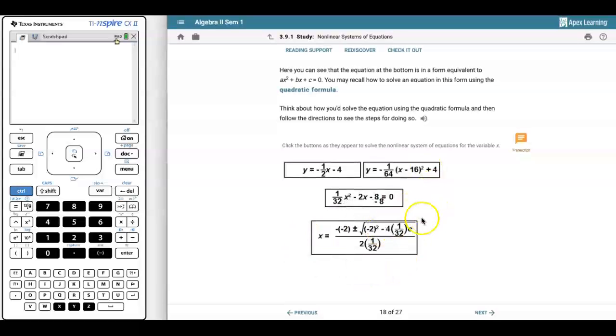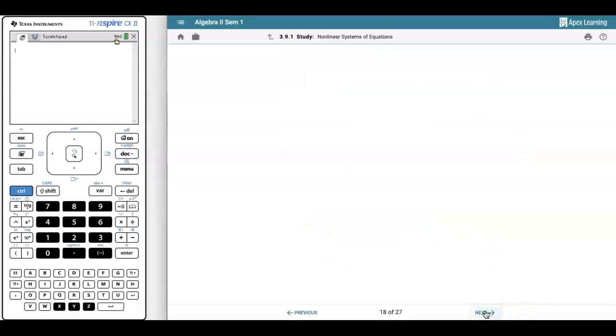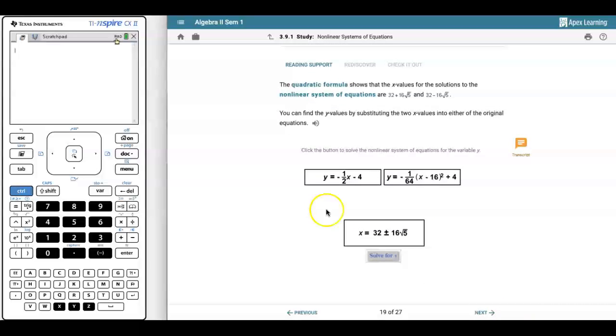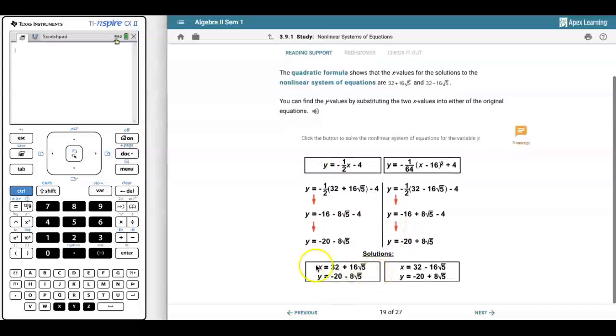When we apply the formula, we plug in our values, calculate and simplify, and this is what we're left with. We simplify further and end up with 32 plus or minus 16 square root of 5, so we'll have the positive version and the negative version. Then we plug x back into either or both equations to solve for y. Our two solutions are: x is 32 plus 16 square root of 5, and y is negative 20 minus 8 square root of 5. The second one is x equals 32 minus 16 square root of 5, and y equals negative 20 plus 8 square root of 5. Those are our two values.